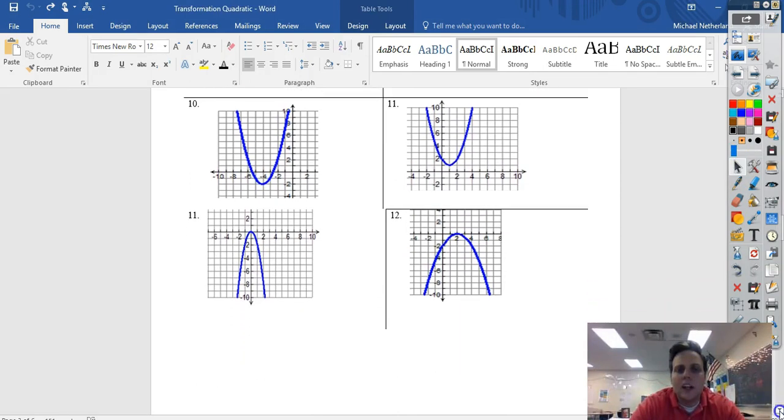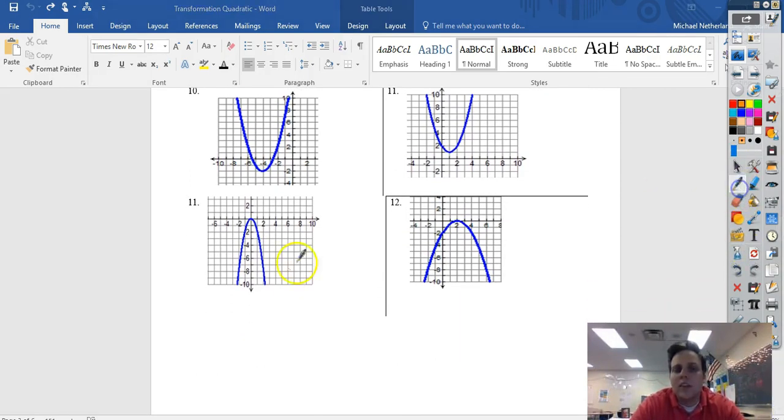Okay, let's look at number 11 together. Once again, still same question. So, look, if I had moved from the origin, nope. So that means both h and k are 0. Alright, but you see how now I reflected? So that means I need to have a negative sign.